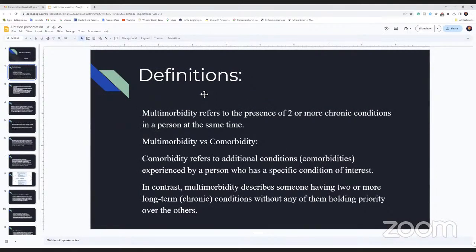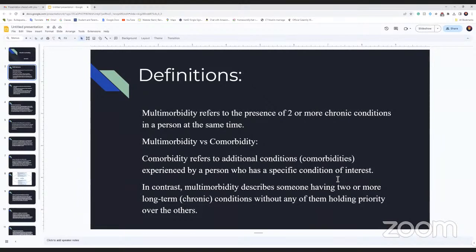Multimorbidity is referred to as the presence of two or more chronic conditions in a person at the same time. We may be confused between two terminologies such as multimorbidities and comorbidities. We're going to see there's a difference between them. Comorbidity is referred to additional co-occurring conditions experienced by a person who has a specific condition of interest. For example, we can consider any complication of a particular disease as a comorbid.